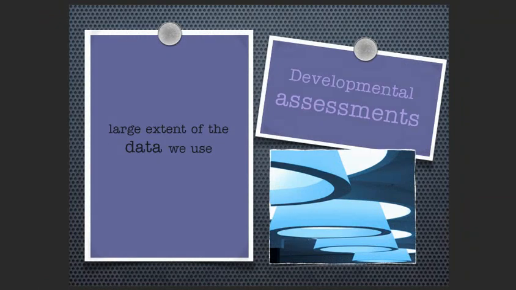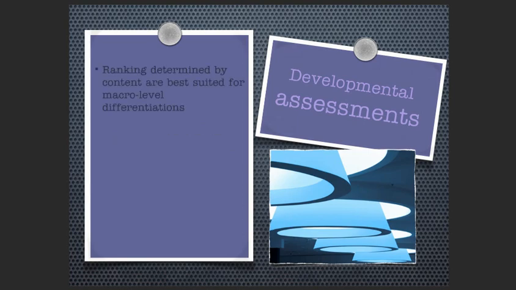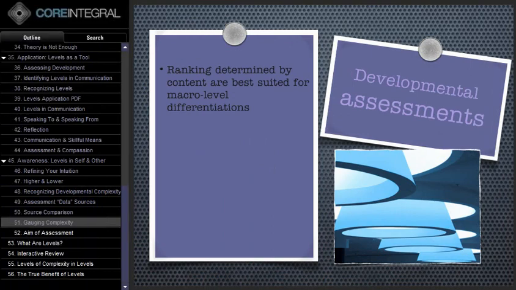This is just a partial list, but it covers a large extent of the data we use to make developmental assessments. Each of these come together with your sense of levels as discrete rungs to help you parse higher and lower expressions from each other. While each of these are valid sources, there are also some differences. Ranking determined by content, relying on topics, vocabulary, and meaning alone, are best suited for macro-level differentiations and work well when the content is different, when one statement is about revenge and the other about communication, for example.